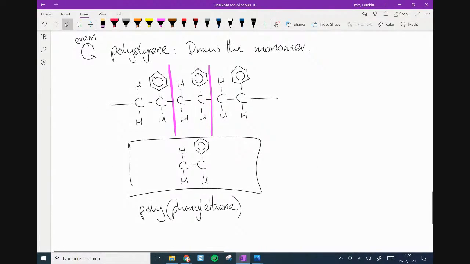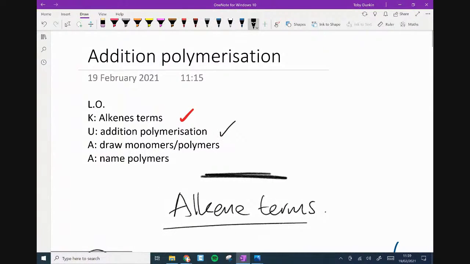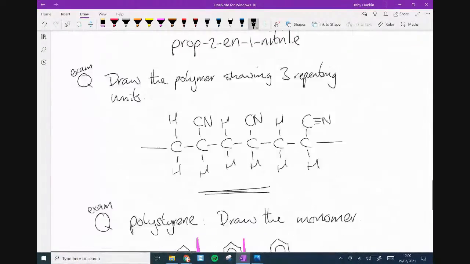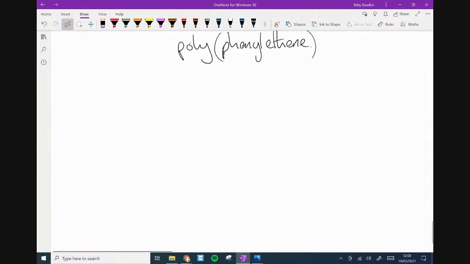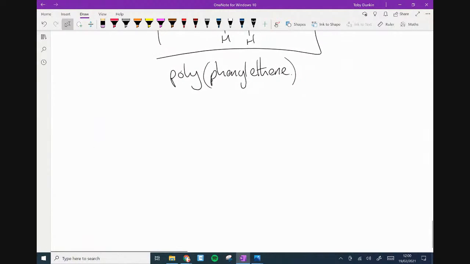Cool. So let's go back to my learning objectives. We understand the process of addition polymerization. We can draw monomers and polymers, and we've also been doing naming as well, which has been super cool. I'm tempted to show you one that would be a bit ridiculous, but I don't think there's any point.